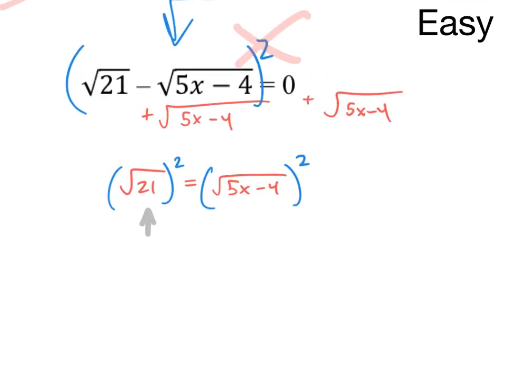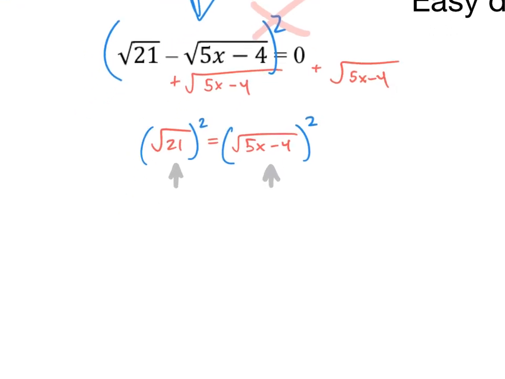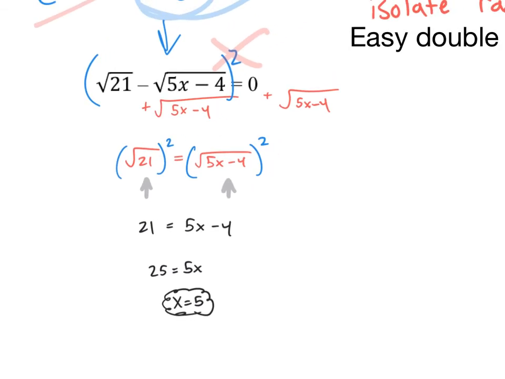Get each radical isolated onto its own side of the equation, because now when I square it, they both simply cancel out. I'll add 4 to both sides. I'll divide by 5 to get that x is equal to 5. Same rules apply on this page. We need to make sure that these answers satisfy the original equation.